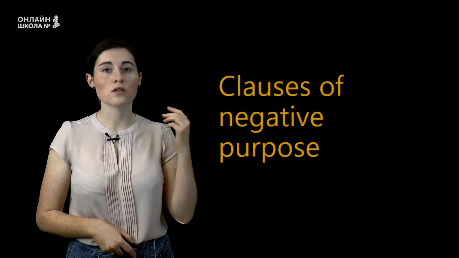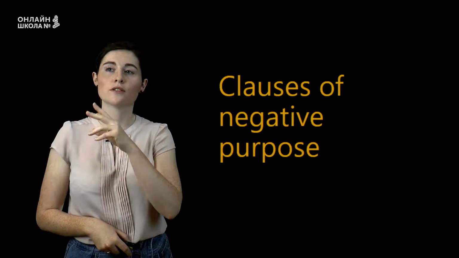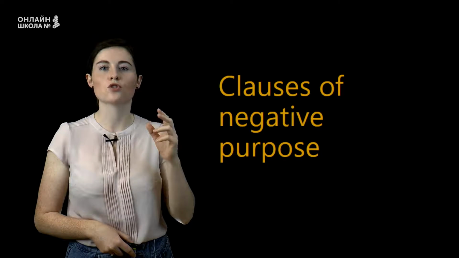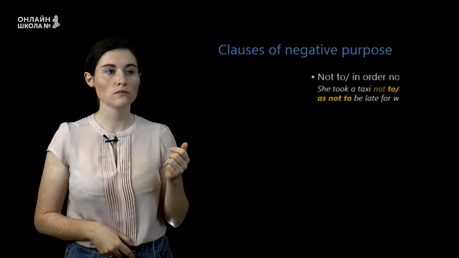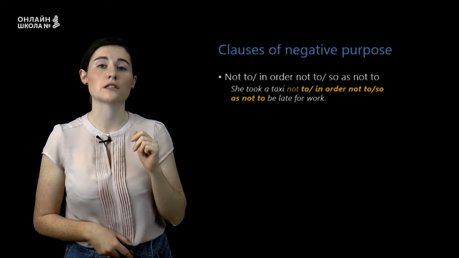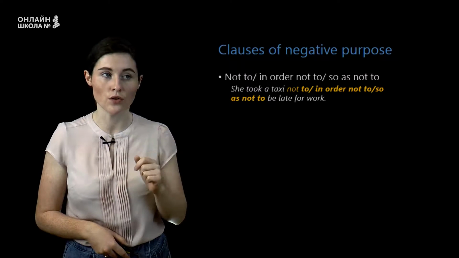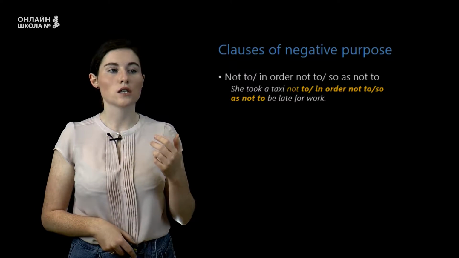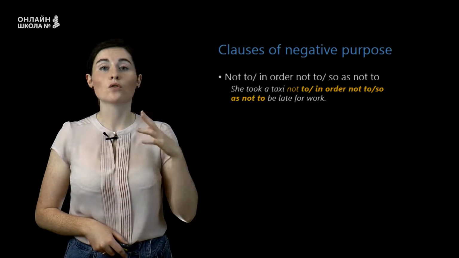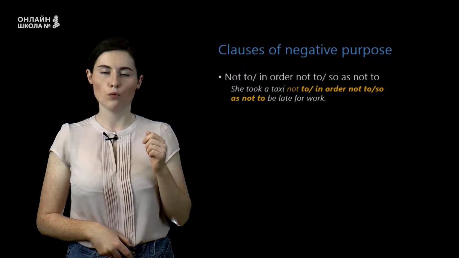We also have clauses of negative purpose. То есть, если в прошлом мы говорили о какой-то цели, для чего мы что-то делаем, в данном случае мы говорим о том, что мы делаем для того, чтобы что-то не произошло. For example, we can start clauses of negative purpose with words such as not to, in order not to, and so as not to. For example, she took a taxi not to be late for work. То есть она взяла такси, чтобы не опоздать. She took a taxi in order not to be late for work, and she took a taxi so as not to be late for work.